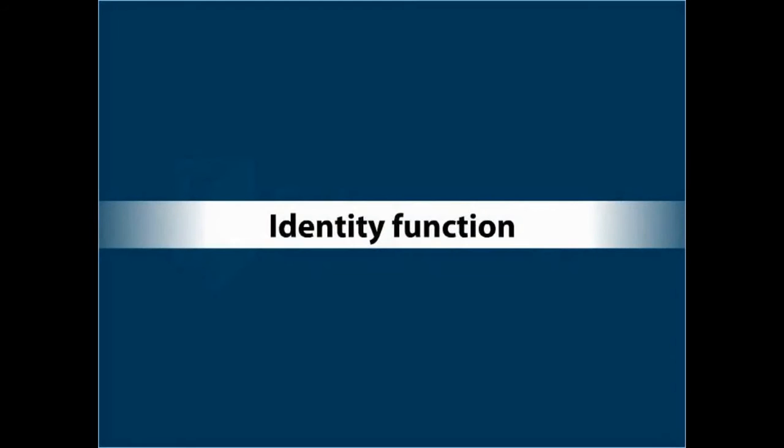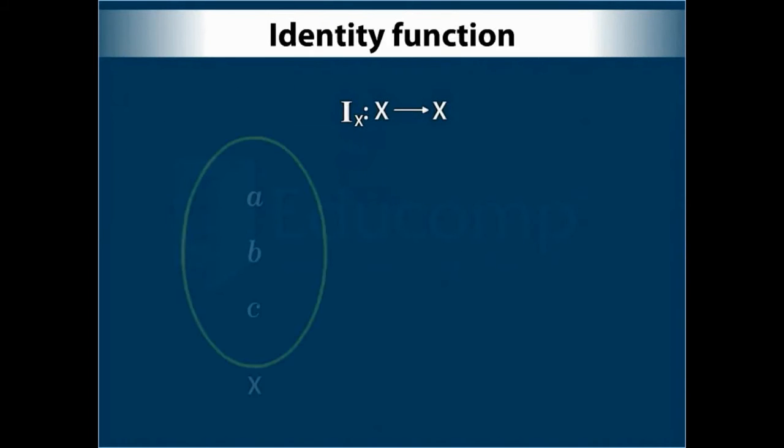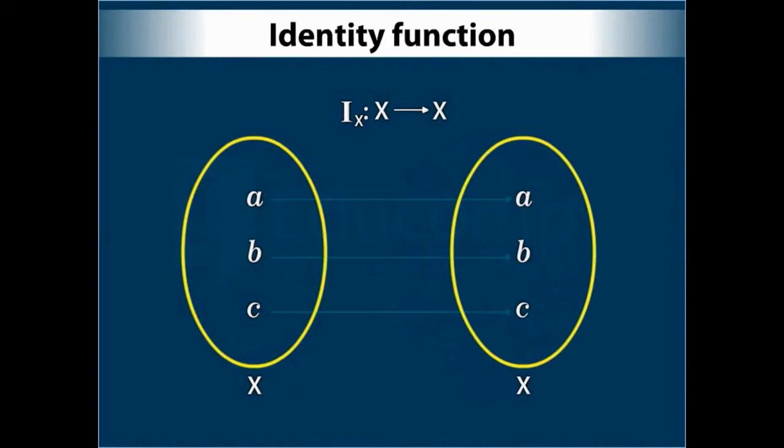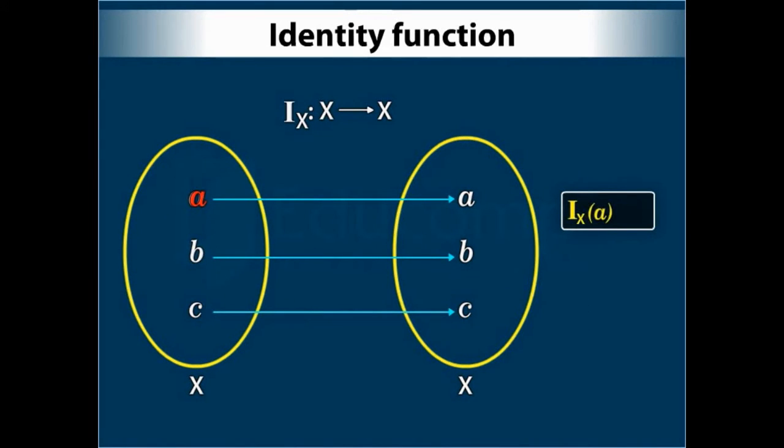Now let's define an identity function. We denote this function by I, and if it operates on some set, say X, then it maps the set X to the set X itself. The interesting property of this function is that it maps each input back to itself. If A is any element belonging to set X, then the identity function of A is A itself. We will use this information to identify invertible functions.